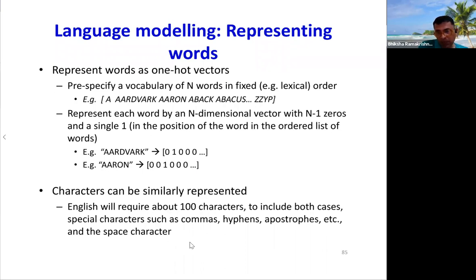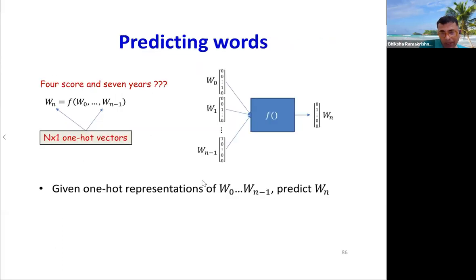You will typically require about 100 characters to represent almost all English text, including lower and uppercase characters, special characters, etc. So a one-hot representation of characters is going to be 100-dimensional. A one-hot representation of words can have hundreds of thousands of dimensions.